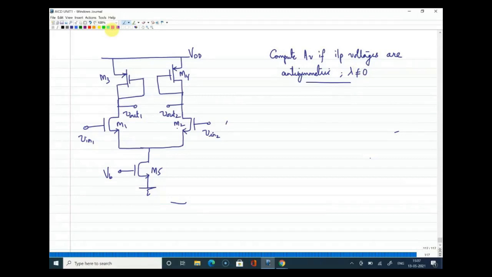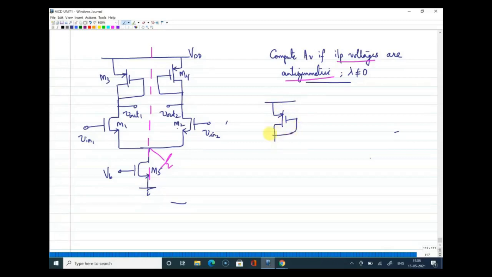So when you analyze this, since it is given that input voltages are anti-symmetric, what you should do is you can just mark a line here. This is the line of symmetry. Since the input signals are anti-symmetric, this node will actually go to ground. So then you should draw the half circuit. So what is the half circuit here? The half circuit is this.